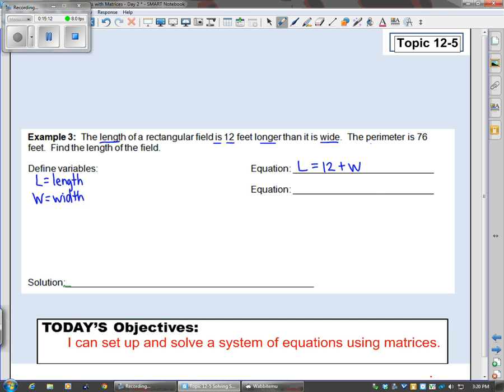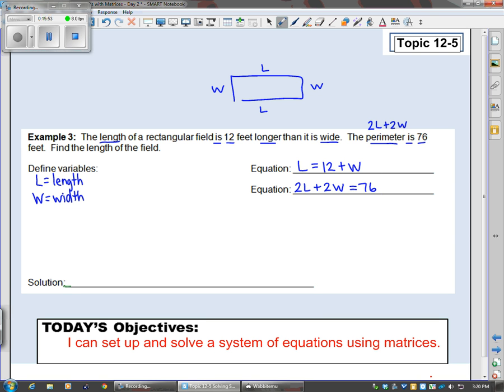Then we have the perimeter is 76. And you might be going, what do I do? P equals 76? No, because perimeter is not one of our variables. Length and width are. So if you look on a formula chart, the formula for perimeter is 2L plus 2W. Think about it. If you have a rectangle, you have two lengths and two widths when you find the perimeter. Okay, so your second equation actually comes from the perimeter being 76. You say 2 times the length plus 2 times the width equals 76.